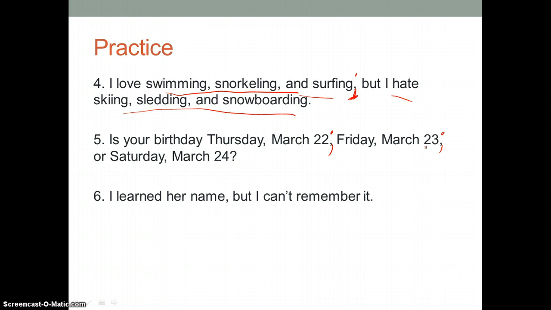And last but not least, "I learned her name, but I can't remember it." Let's cross out the comma and conjunction and simply use a semicolon. I learned her name; I can't remember it. Those are two related clauses where we might like to use a semicolon to join them. Alright, so hopefully you did pretty well on exercise number 1.